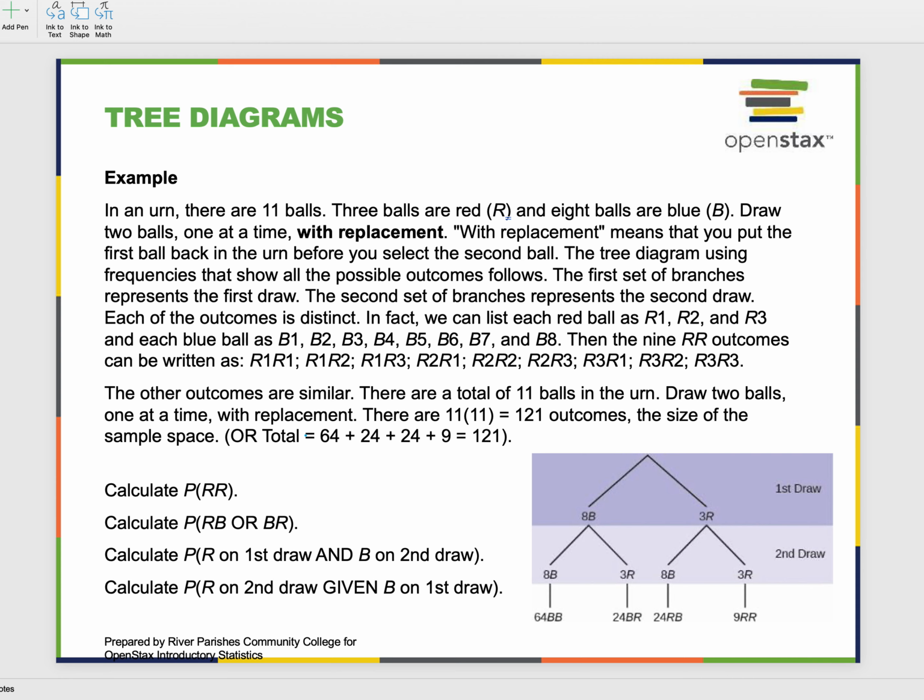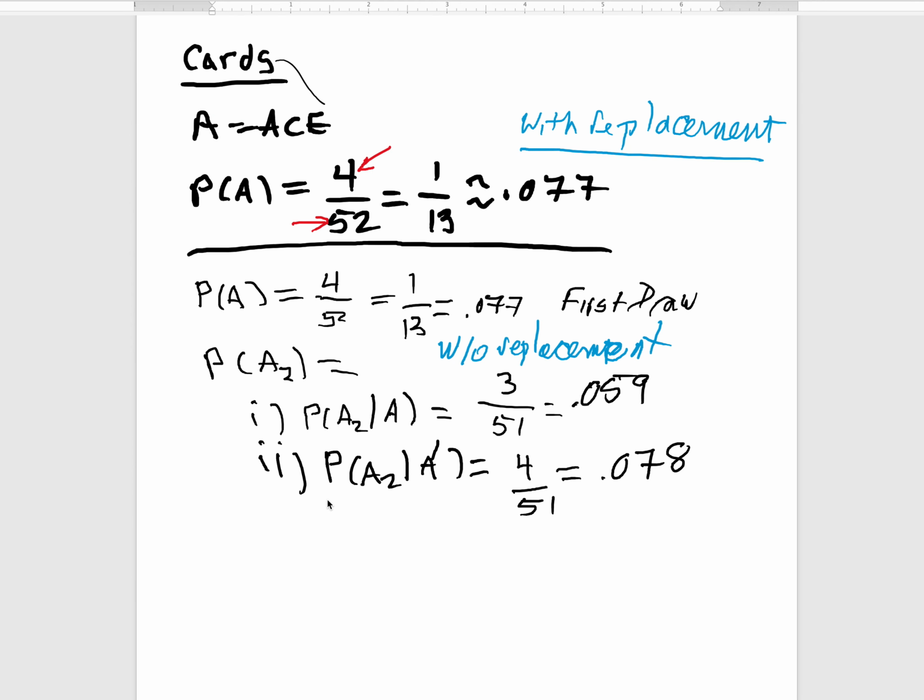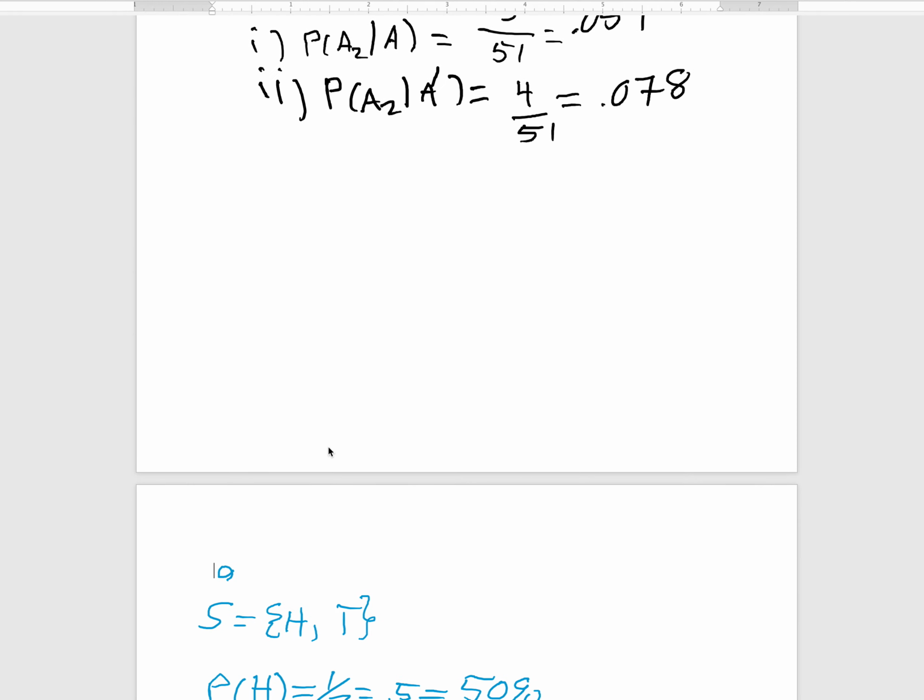Okay. Calculate the probability of getting red, blue, or blue-red. But see, these probabilities are not going to change because you're replacing it every time. So it's really the probability of just getting red or blue. So what's the probability of calculating this?